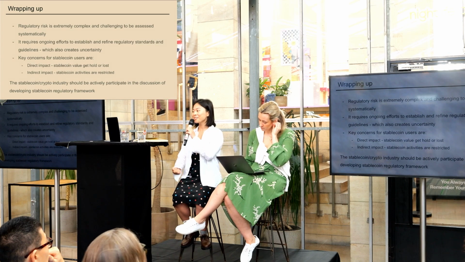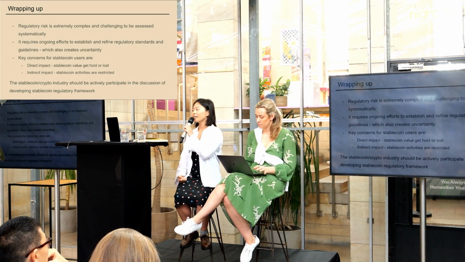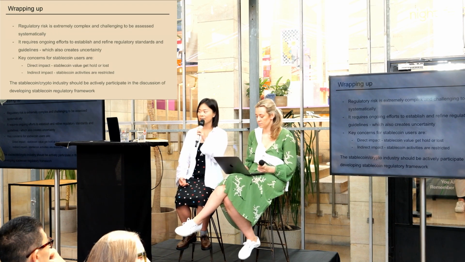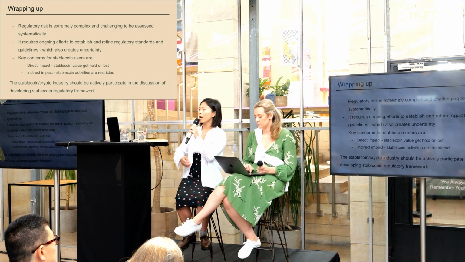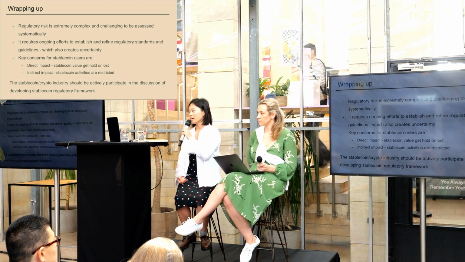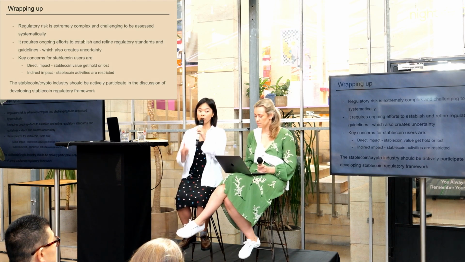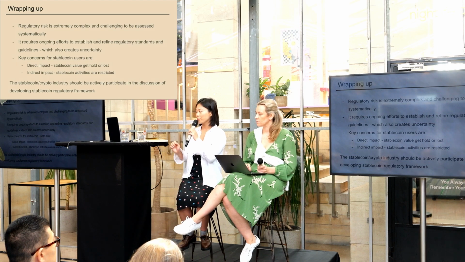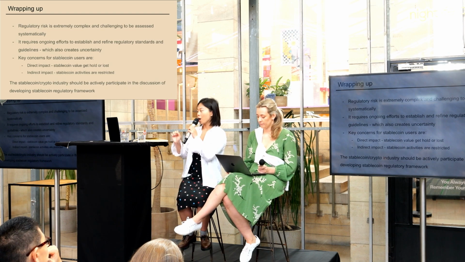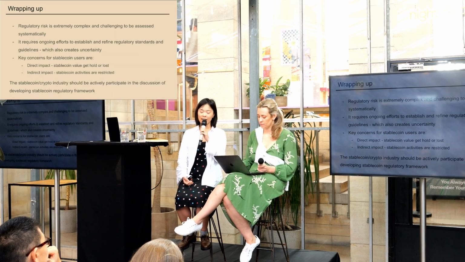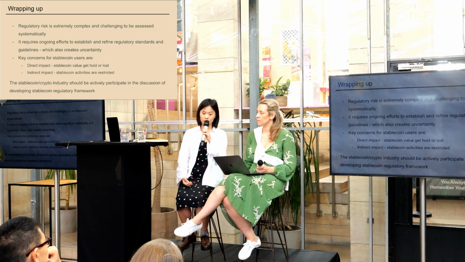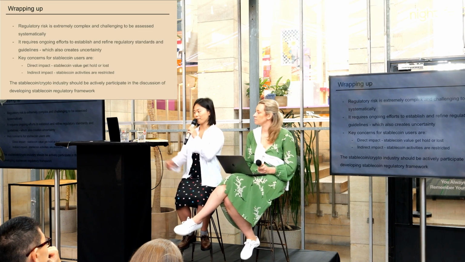To wrap up, regulatory risk is extremely complex and challenging to assess systematically, and it requires ongoing effort from regulators and the industry to establish and refine standards and guidelines, which also creates uncertainties. The key concerns for stablecoin users are, first, the direct impact: stablecoin value gets held or lost. Or the indirect impact: stablecoin activity is restricted. So we believe the stablecoin and crypto industry should actively participate in the discussion on developing the stablecoin regulatory framework.